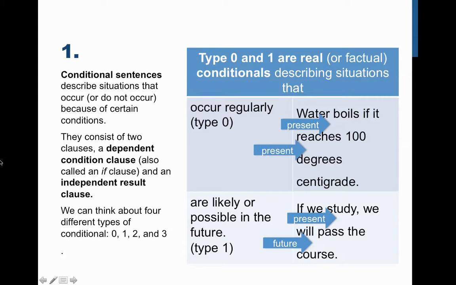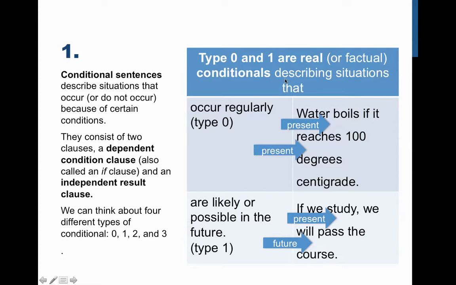Okay, conditional sentences describe situations that occur or do not occur because of certain conditions. They consist of two clauses, a dependent condition clause, also called an if clause. This is a kind of adverb clause also. And they also have an independent clause which expresses the result. We can think about 4 different types of conditional: 0, 1, 2, and 3.